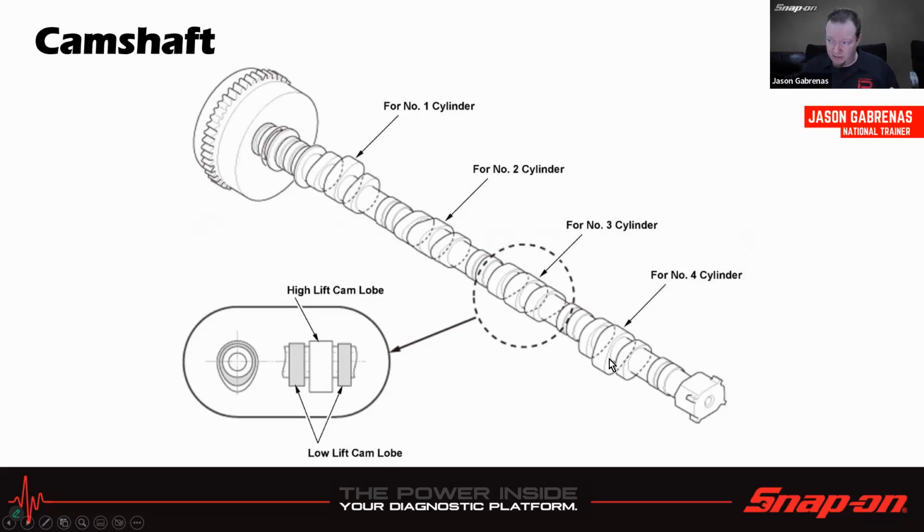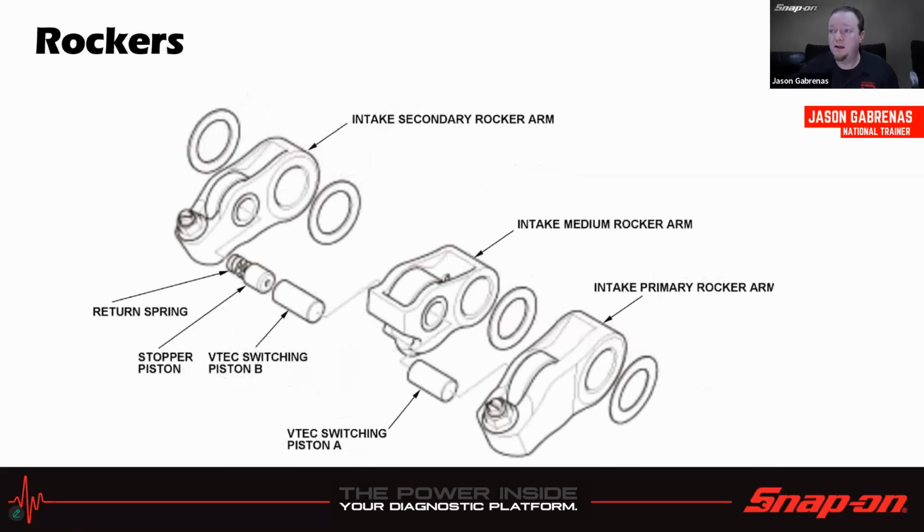And basically, what happens is you can change the lift, and you can also change the duration. If you want to change the grind of the cam, you can do so. Manufacturer's discretion. So it boils down to that and the rocker arms.